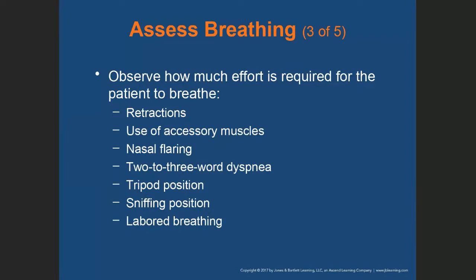So assess breathing, observe how much effort is required for the patient to breathe. Look for retractions, use of accessory muscles in the neck and in the chest area, nasal flaring, 2 to 3 word dyspnea, so is the patient pausing to catch their breath while they speak to you? That's also known as staccato speech. Is there tripod positioning? Is there sniffing position? Is there labored breathing?